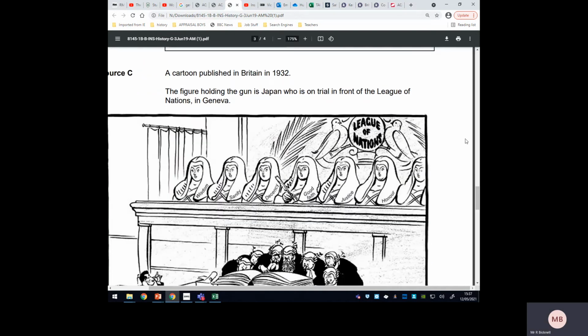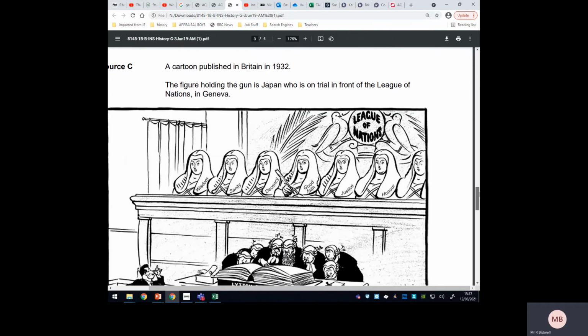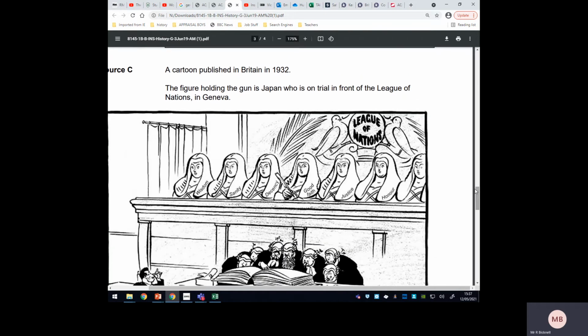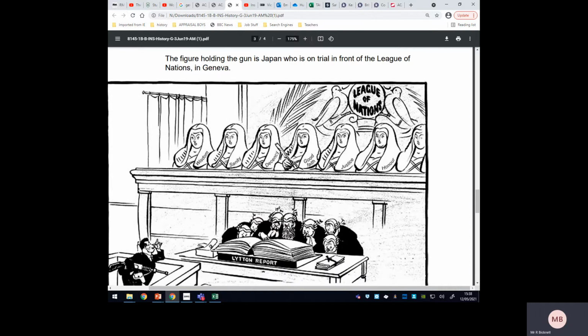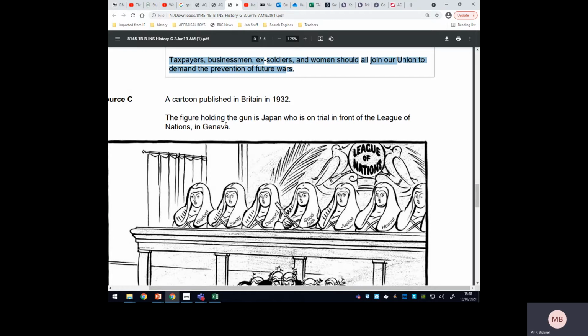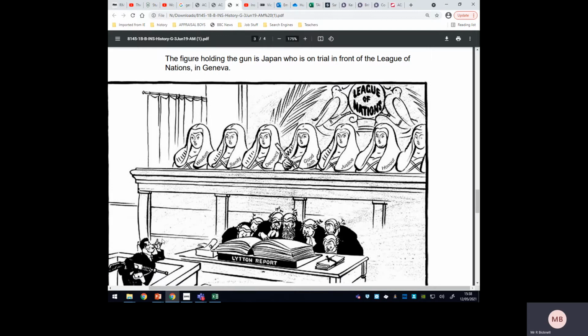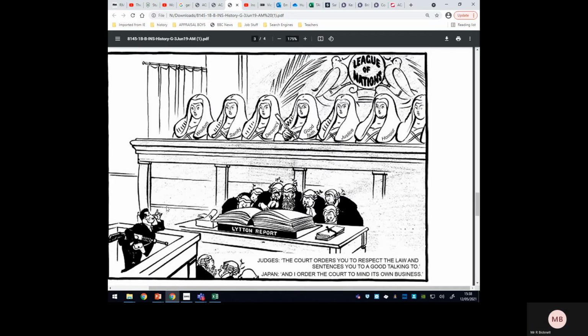So how useful is this to a historian studying the League of Nations? Well, this is very useful to a historian because it shows one of the League's successes or failures. This is Japan, isn't it? The figure holding the gun is Japan, who is on trial in front of the League of Nations in Geneva. Why is Japan on trial? Because they invaded Manchuria. So you talk about this, the usefulness of this. It is useful because it shows one of the major failures of the League of Nations, and you can talk about what it's showing there. You can talk about Japan thumbing his nose at the League.